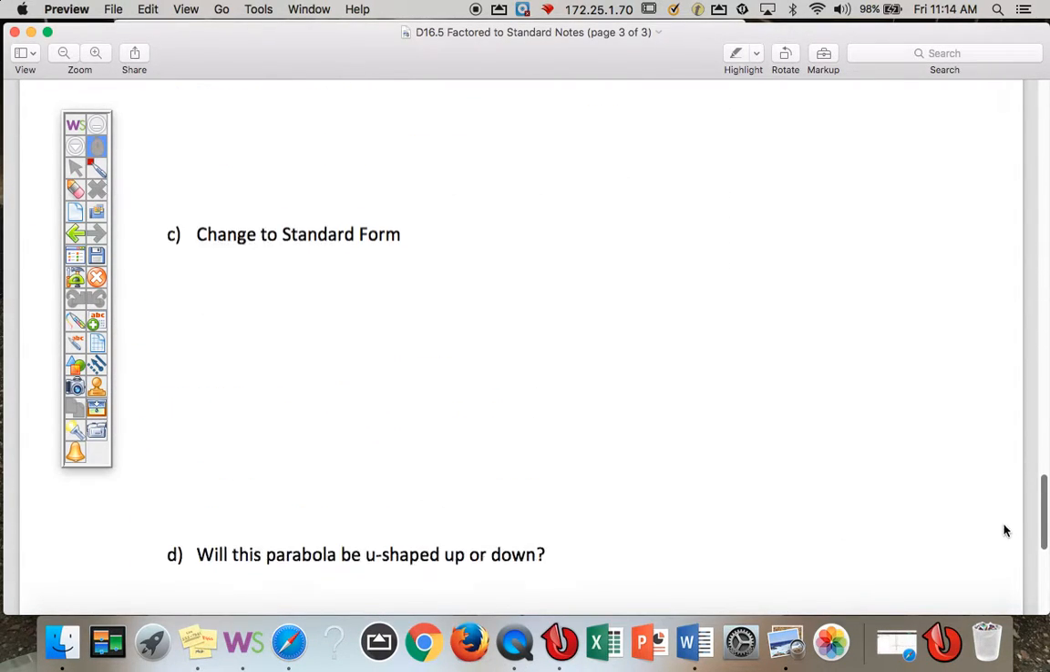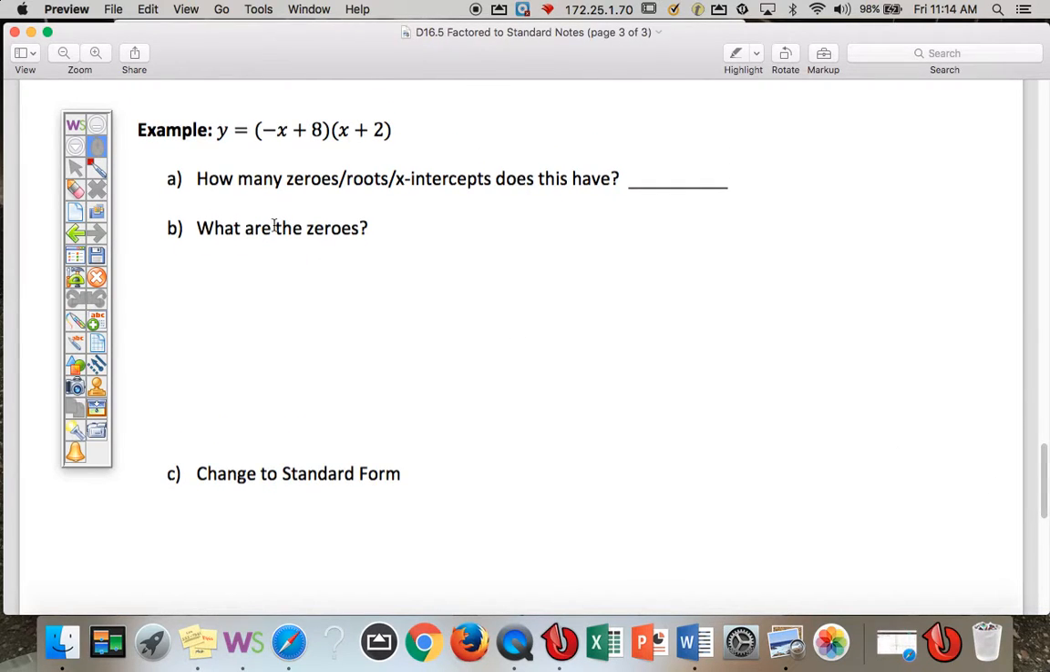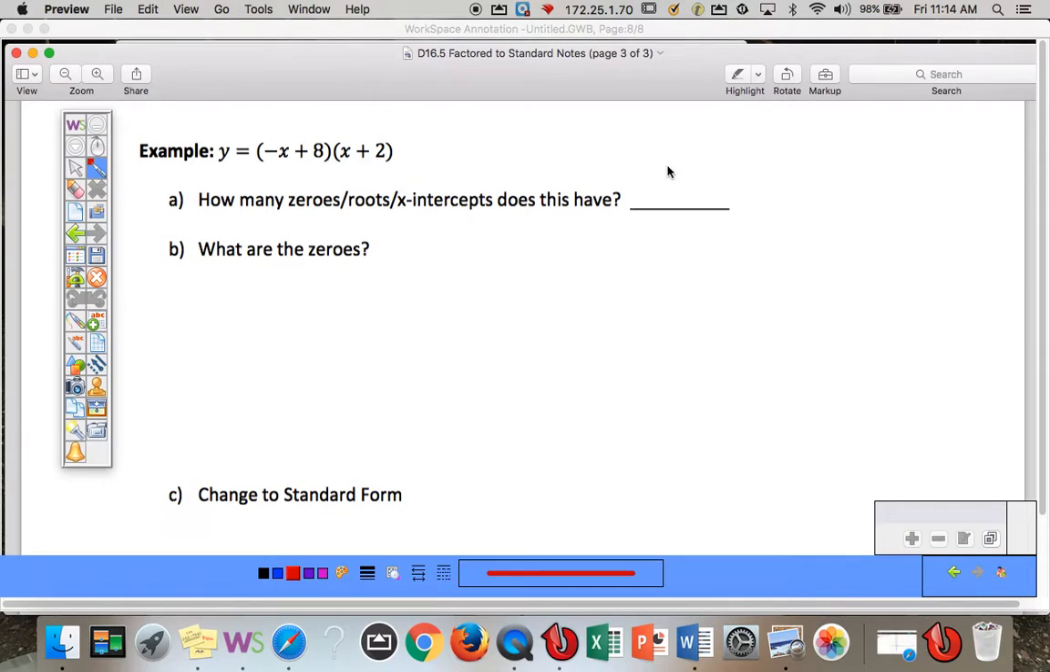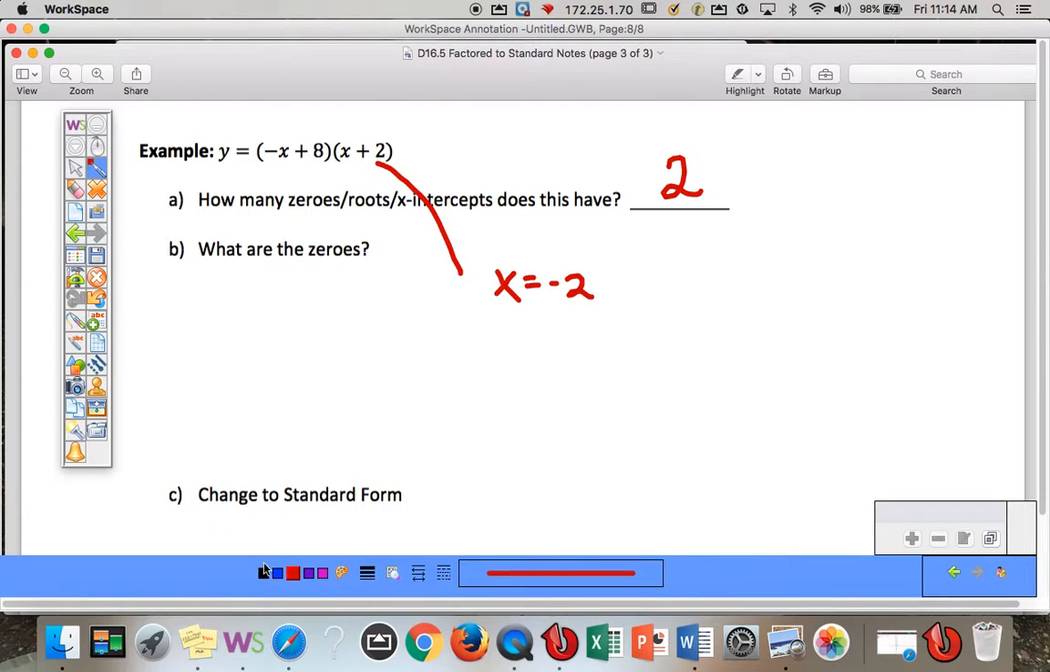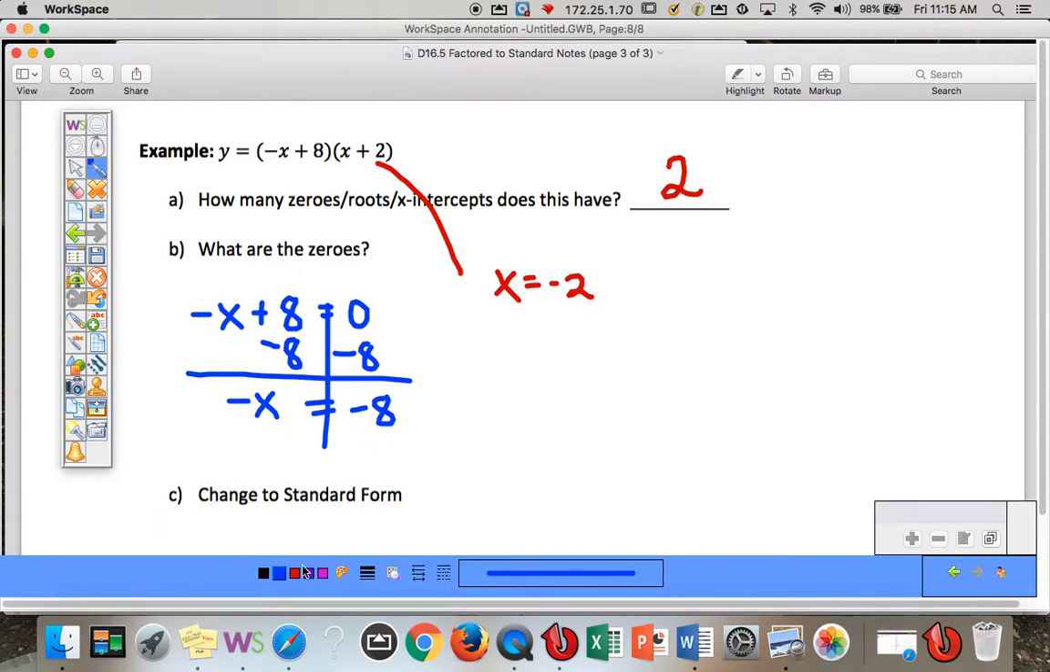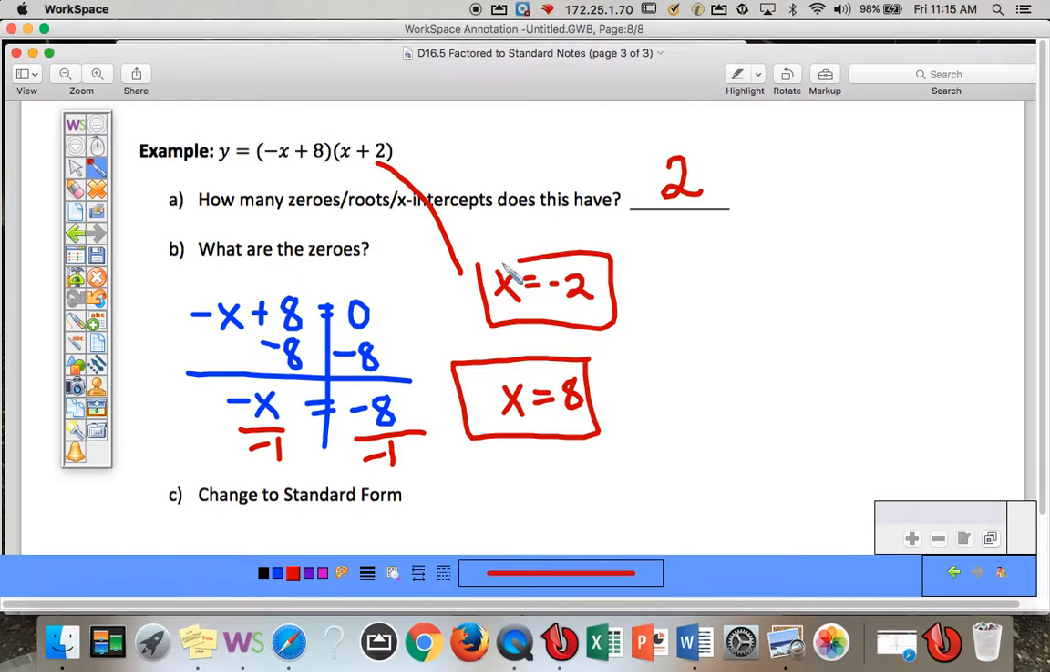All right, let's just do one more example. How many answers will this have? Well, there's two factors, so 2. What are the zeros? Well, this first one's easy. It's going to be negative 2. Negative 2 plus 2 is 0. But how about the other one? We want to know what makes negative x plus 8 equal 0. So we can make an equation. We'll subtract 8 from each side. We get negative x equals negative 8. Divide each side by negative 1. So x can be 8. If we plug that in, negative 8 plus 8 will be 0.